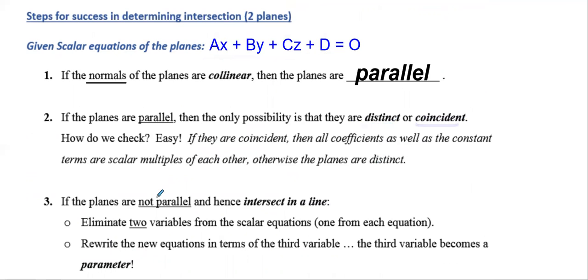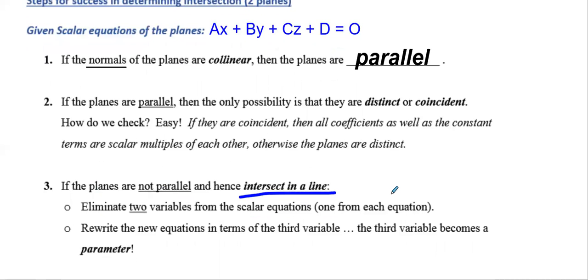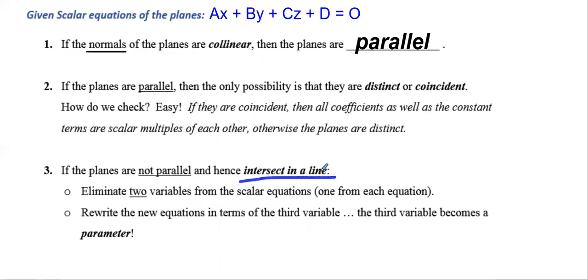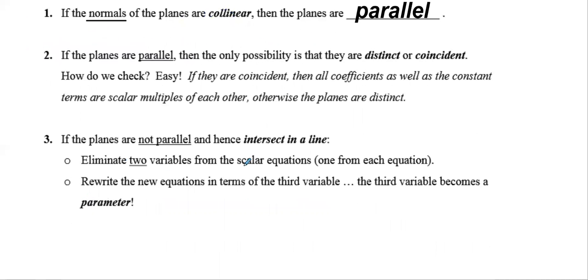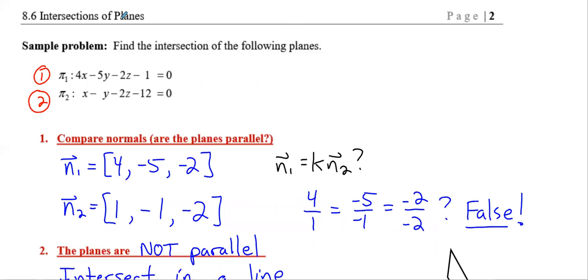Right? If the planes are not parallel and they intersect in a line, well, this is where you have to find the equation of the line. Now, the equation of the line is going to be based on more than likely the parametric equation. So we'll go through an example of that. But this is the process here: eliminate 2 of the variables and then rewrite using the third variable, which all of a sudden becomes a parameter. So let's take a look at an example of that.